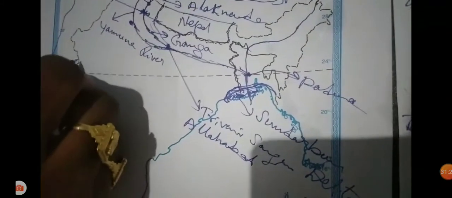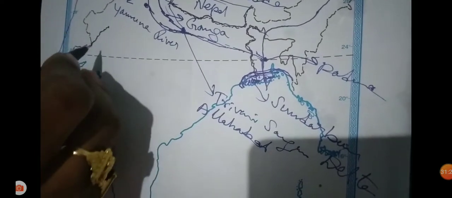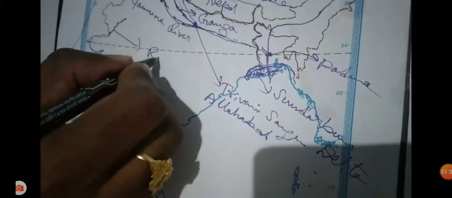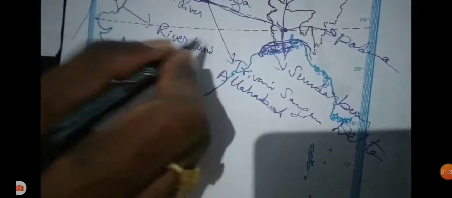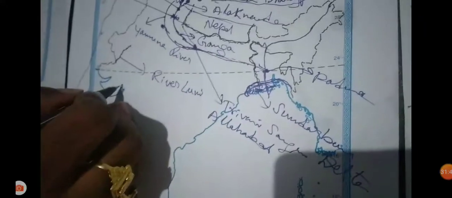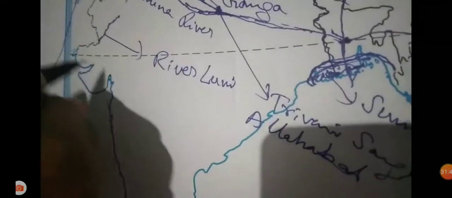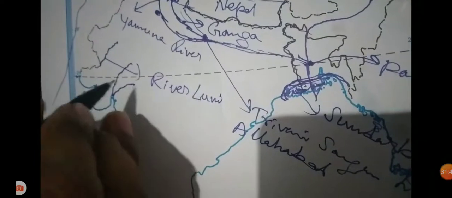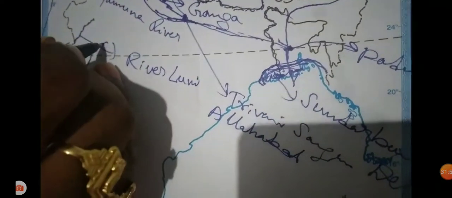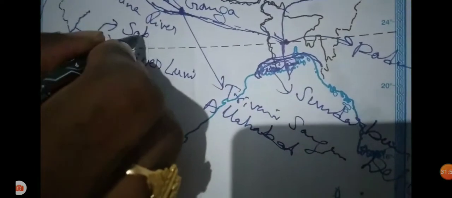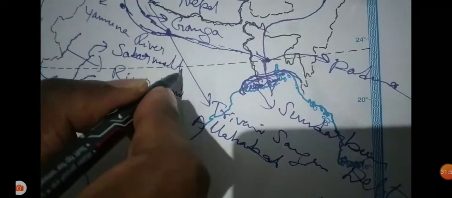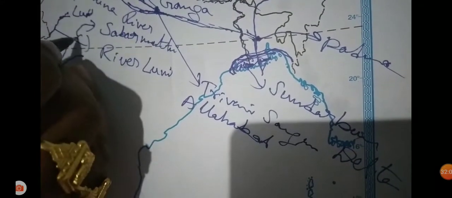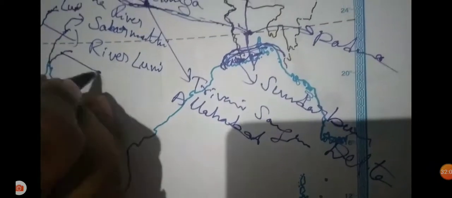This one is the river Luni, the only river in Rajasthan. Next, in Gujarat, this one is the Sabarmati River, and this one is the Mahi River. So this one is Luni in Rajasthan, this is Sabarmati, and this one is Mahi.